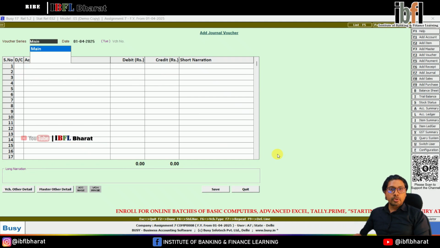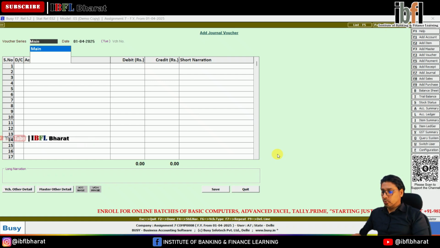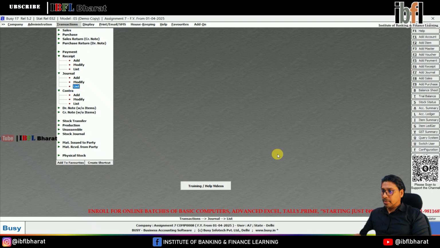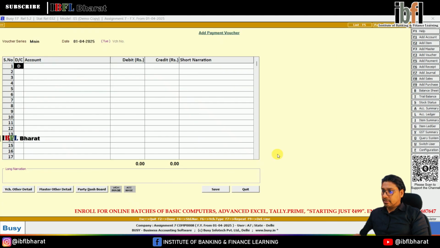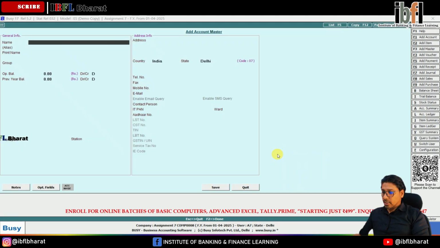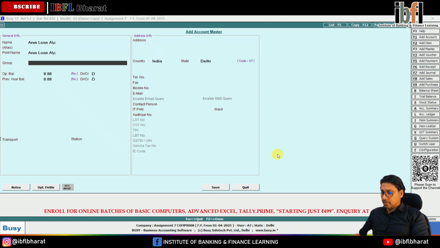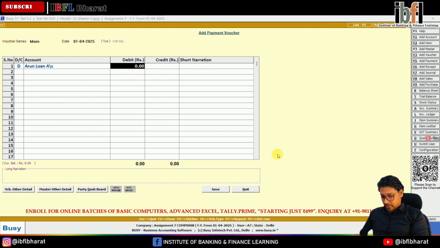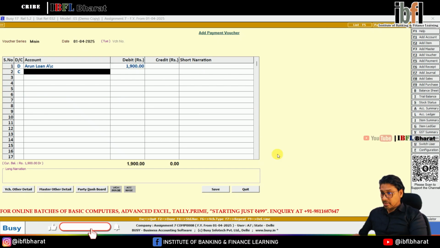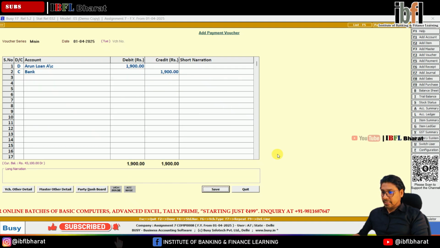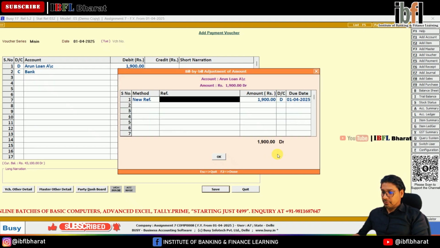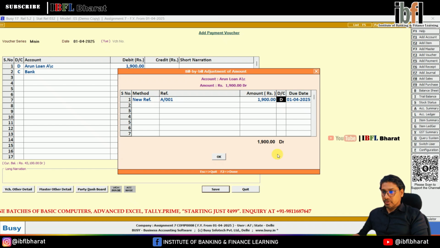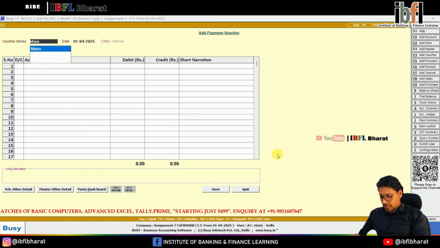Next entry is paid to Arun by check. Why are we making payment to Arun? We will again deem it as a loan. We are providing a loan to Arun, so we are coming in payment voucher. Press add and create a ledger of Arun loan account. Arun loan account here, and this will be our loans and advances. Press F2, and amount of Arun loan is 1900, and the mode of payment is bank. Take bank as credit, and here we will use the reference A001 as Arun loan reference.